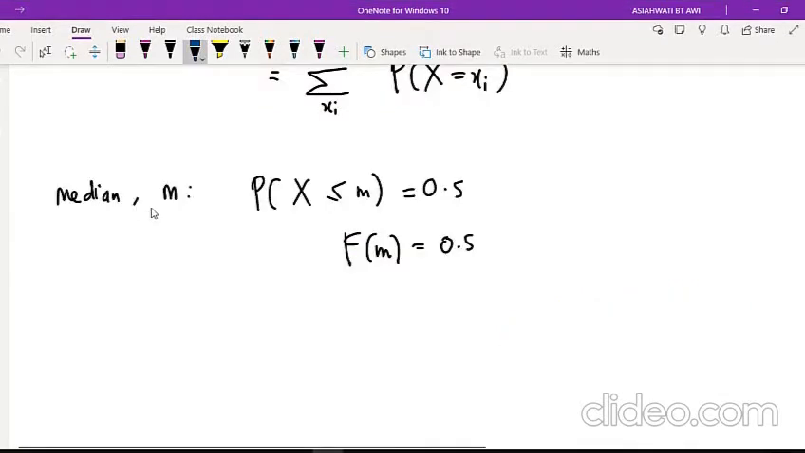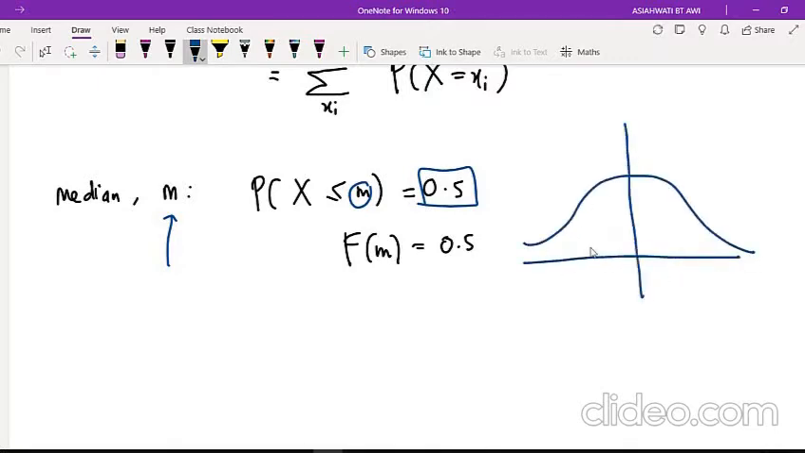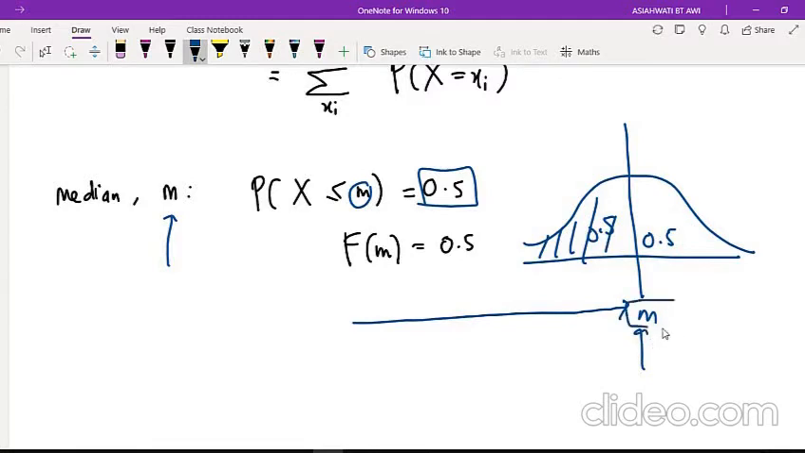For the median, expressed by m, the probability that X is less than or equal to m is equal to half, 0.5. Remember, total probability is equal to 1. This region is equal to 0.5, and the other region is also 0.5, to make the total probability equal to 1. So this is m. The probability from negative infinity up to m is equal to 0.5. So this is called the median. The median is a value of x.